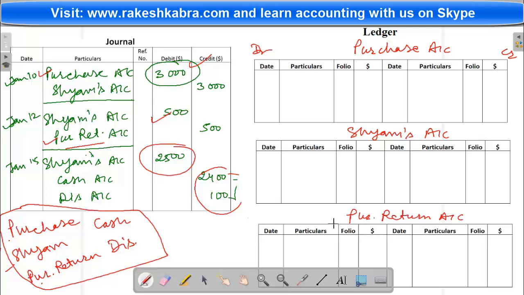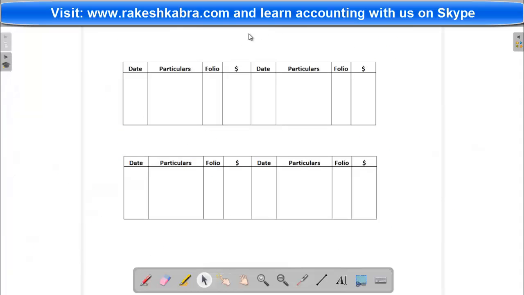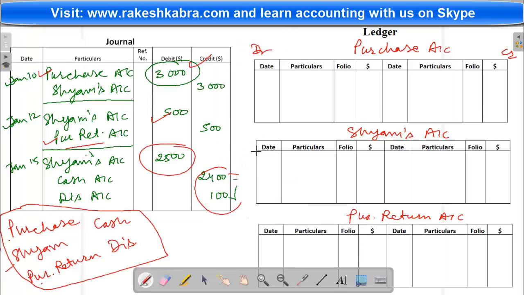Now see, 2 more accounts you have to open. So let me give the names. Which accounts are left? Cash and discount, right? So this is our cash account, and this is our discount account. Now see, I am going to make the posting. So in total 5 accounts we opened, each with a debit side and credit side. Now I am going to transfer these 3 entries from the journal to the ledger.